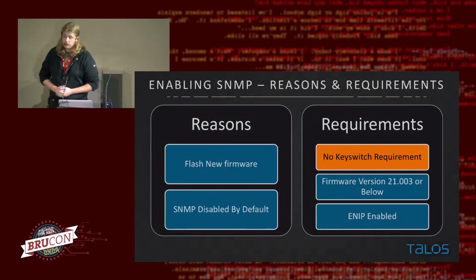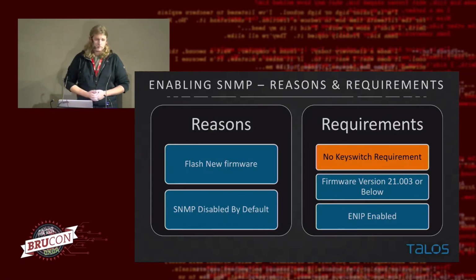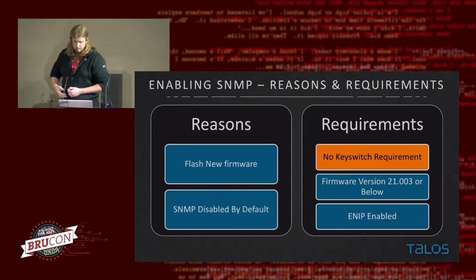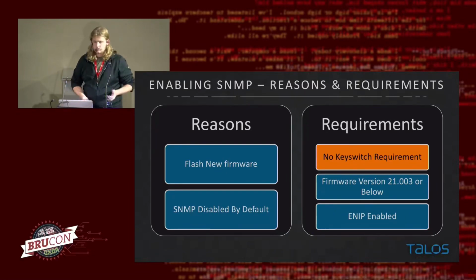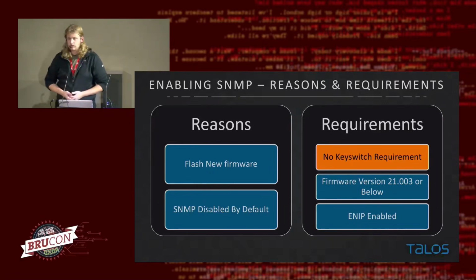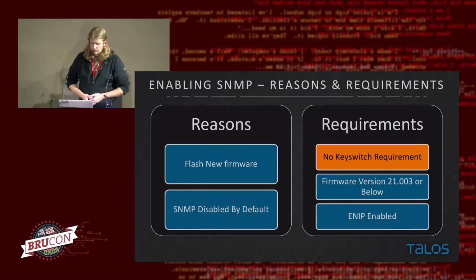Just to start, first thing we're going to look at is enabling SNMP. It's really important because we're looking to flash a device with new firmware. The way this device works for flashing leverages SNMP, so we can't actually get into the flashing state without it. It's disabled by default, but it does not have a key switch requirement in this case. It does if you're trying to do this through RSLogix, the normal programming software for the device, but it doesn't for the way we figured out how to do it. And then the things I mentioned before.